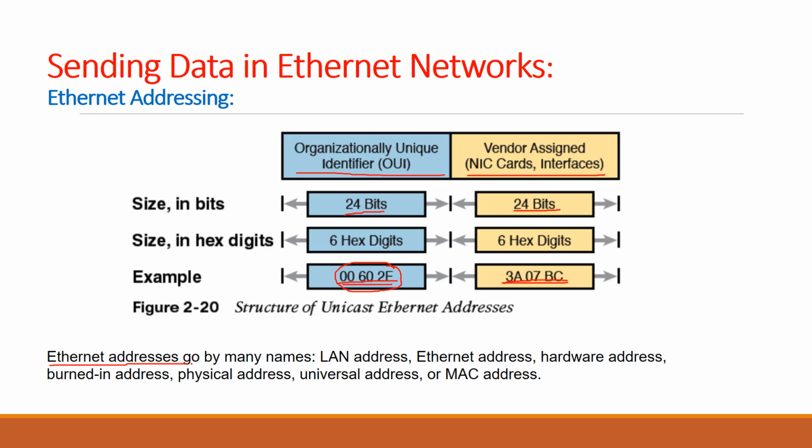So Ethernet addresses go by many names. We can call it LAN address, Ethernet address, hardware address, burned-in address, physical address, universal address, or MAC address. If you use Microsoft, for example, to show the MAC address, it will call it physical address. If you check Cisco products, it will call it MAC address. Sometimes other vendors call it burned-in address or BIA.